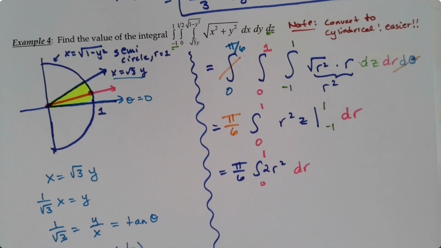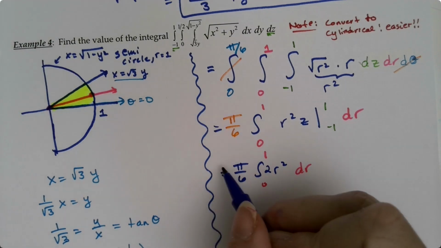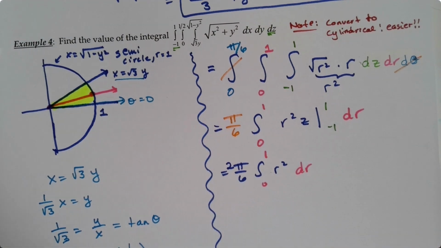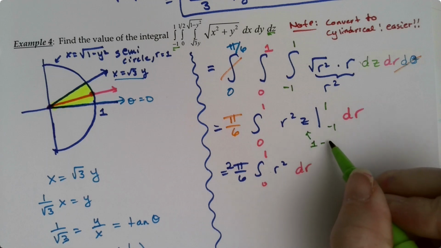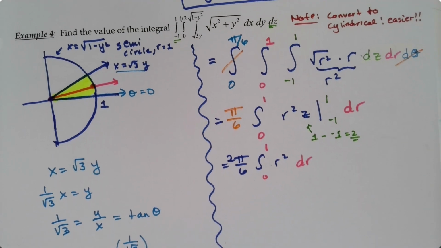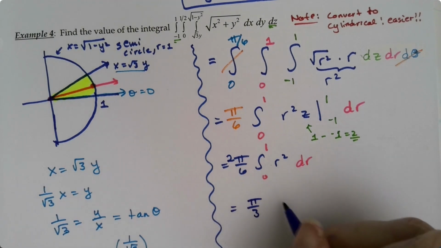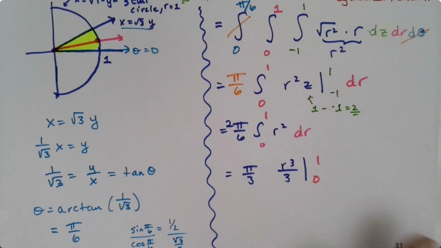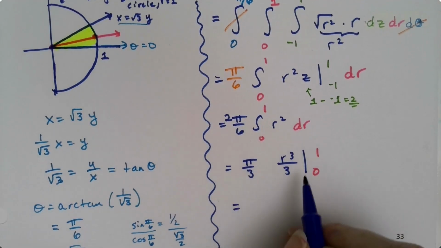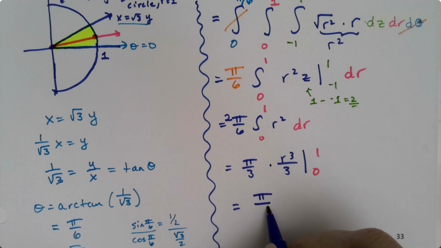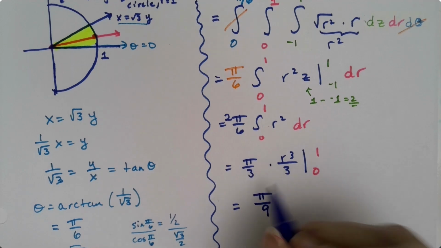Okay, well, I could pull the 2 out. It could actually be written here, right? So let's just make a note: 1 take away -1 is 2. That's where that's coming from. Okay, so 2 pi over 6 is in front, which we all know is pi over 3. And then we integrate this, which is r cubed over 3, and we're going to take that from 0 to 1. I'm doing this one in my head because I don't need Maple. This is easy. So putting in 1, that would be 1, right? So this is pi over 9, 1/3 times pi over 3.